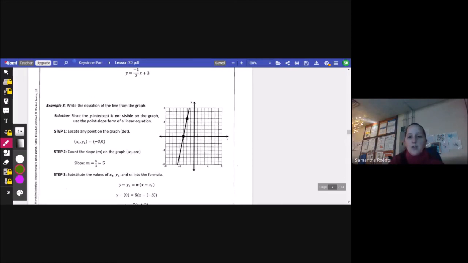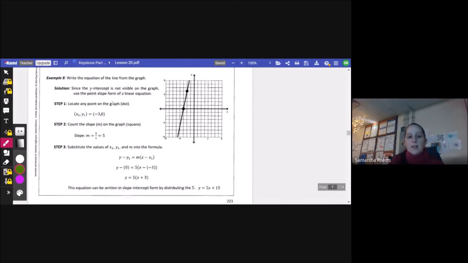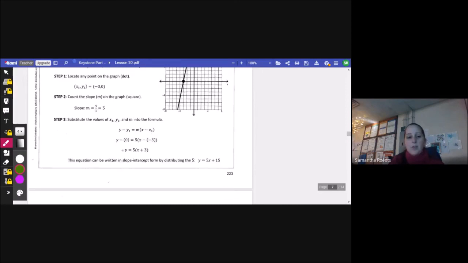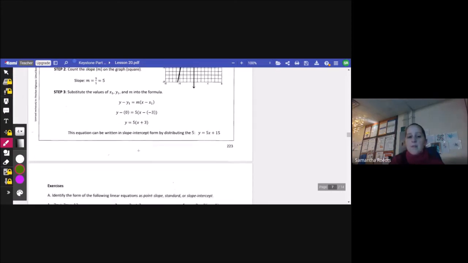Example 8, write the equation of the line from the graph. Since the y-intercept is not visible on the graph, use the point-slope form of a linear equation. I locate one point, any point on the graph, and I create a dot. So I use (negative 3, 0). I count the slope m on the graph to the square. So I count 1, 2, 3, 4, 5 up, 1 over, which gives me a slope of 5. And I substitute that into my formula. y minus 0 equals 5 times (x minus negative 3), or x plus 3. This equation can be written in slope-intercept form by distributing the 5. So I get y equals 5x plus 15.